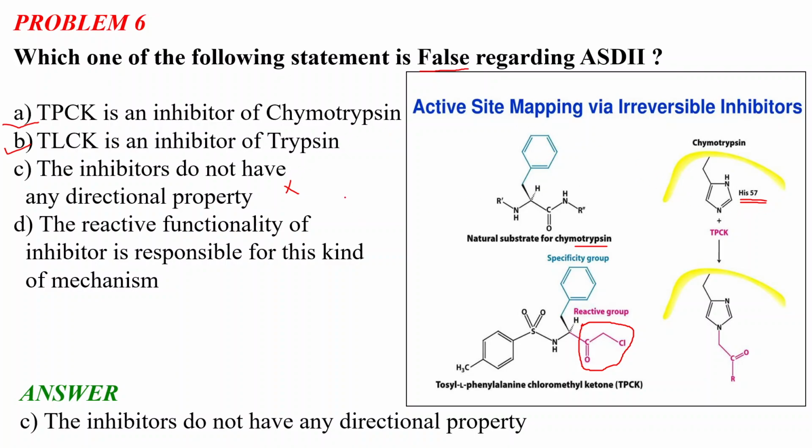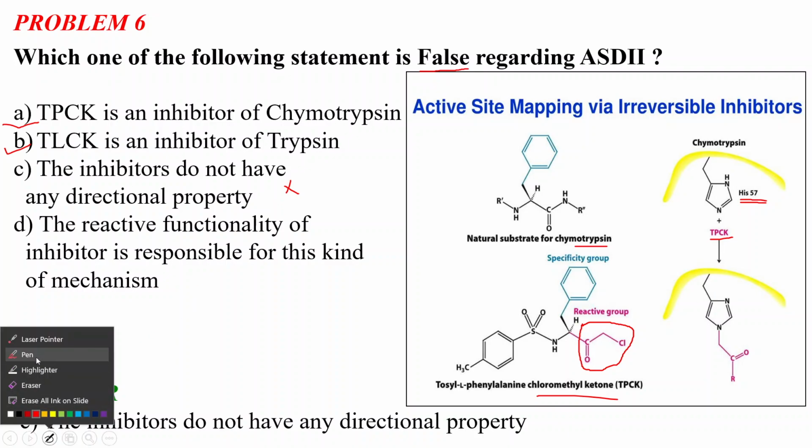Okay, there is a catalytic triad of aspartate, histidine and serine, and TPCK is the inhibitor for this chymotrypsin. When we use this kind of inhibitor, the enzyme gets deactivated, and this is called active site directed irreversible inhibition, because this reactive functionality takes part in the active site of the enzyme. Okay. So I think I am clear about this.